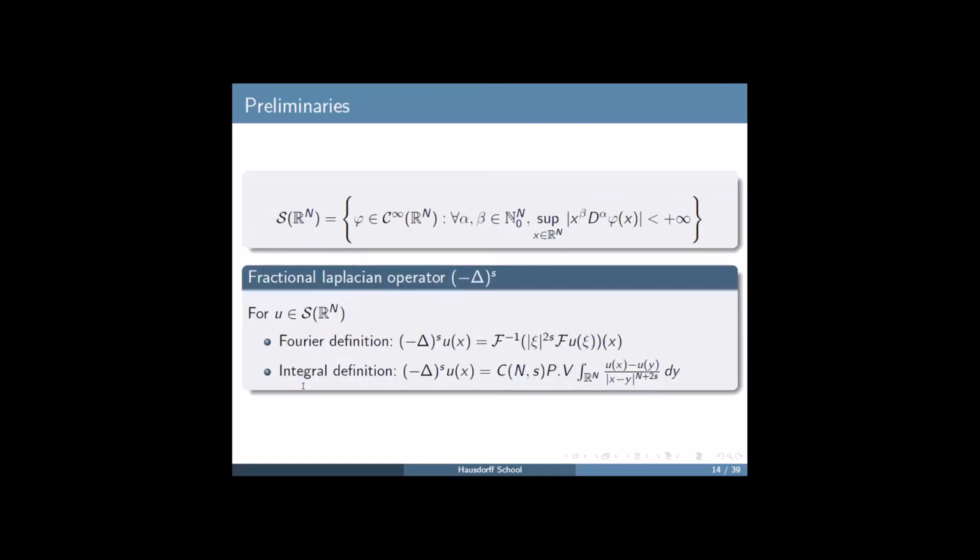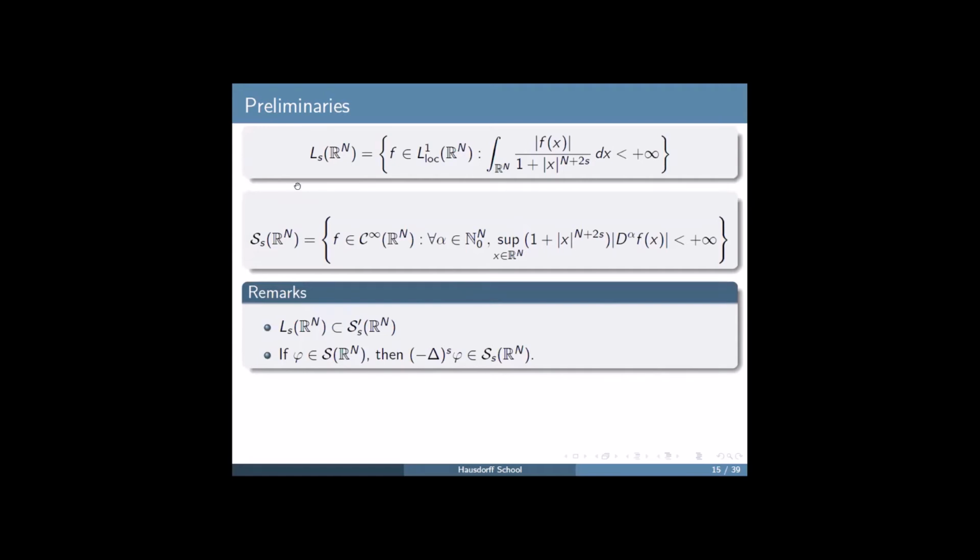Okay, so before showing the main contributions on that fractional problem, I will introduce some preliminaries and notation. By S(R^n), I will denote, of course, the Schwartz class of functions. The fractional Laplacian for Schwartz functions may be defined by following the Fourier definition, which is this one, or the integral definition with a constant here so that the two definitions coincide. Here the integral is taken in the principal value.